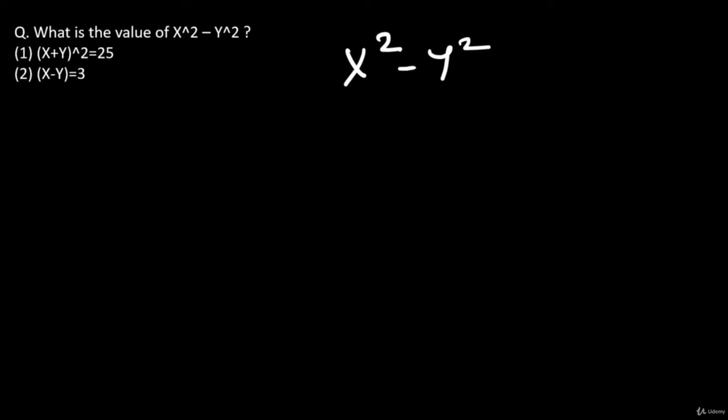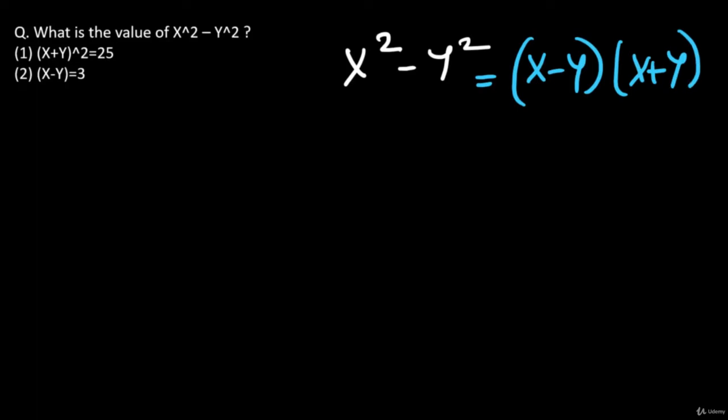Alright, we are back. Let's do it together. Now we know that x square minus y square is equal to (x minus y) into (x plus y). So we have covered this in the algebraic identities that we discussed in the algebra basics section, right?